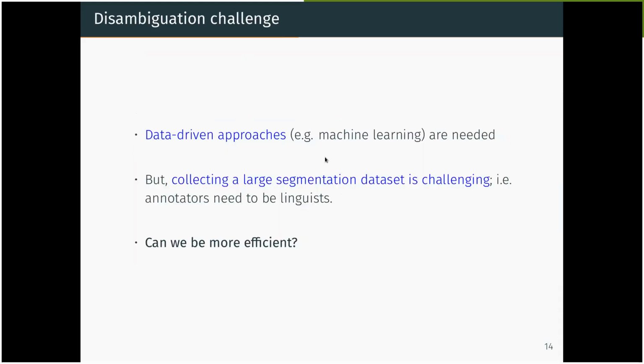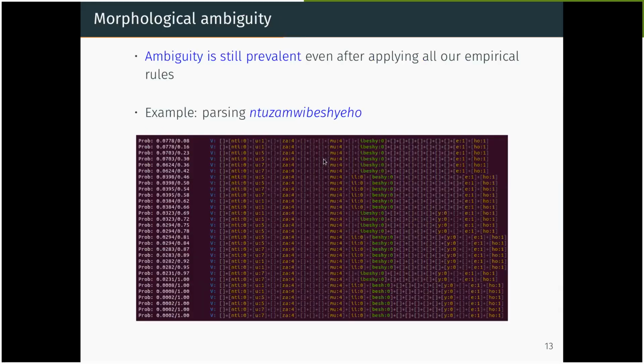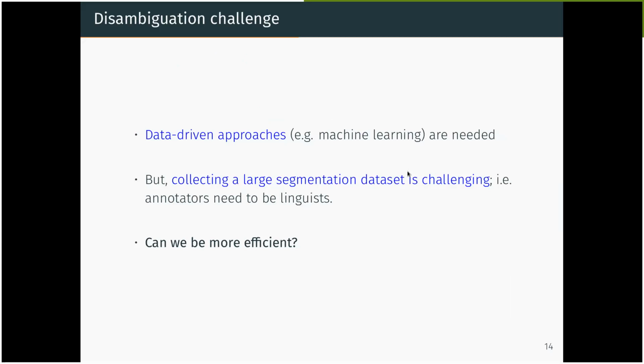So basically, this is usually done through statistical approaches, machine learning. But the challenge is, if you're using traditional machine learning, where you hope that someone is going to provide you with examples of parses, so if they give you a word and an exact parse, it's challenging because you can't get a big enough data set. To do this, they need to be a linguist. So it's very hard to come up with a huge data set for statistical approaches to be effective. So is there a way to be more efficient?